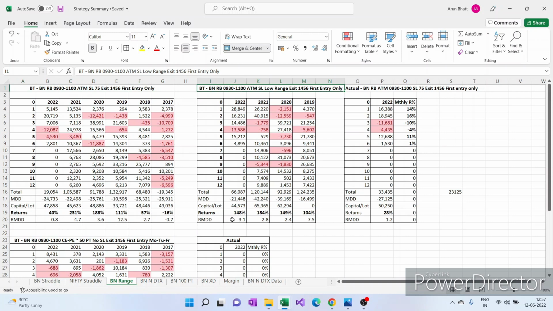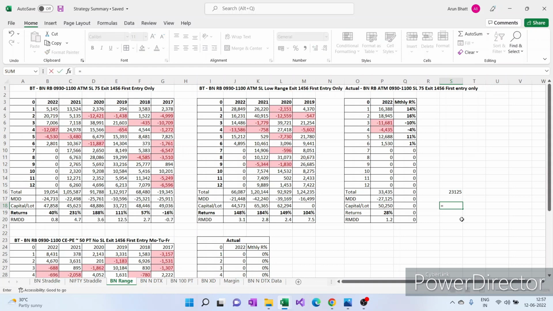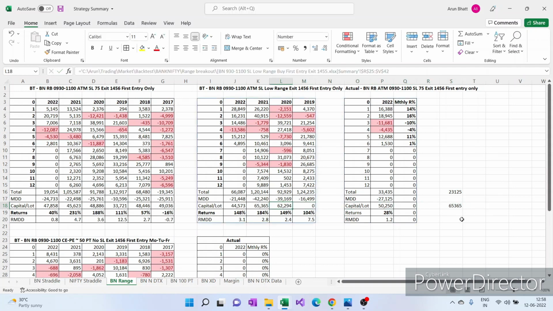In this back testing, the returns are calculated by considering the capital as the maximum option price which has gone on any day, which is 925 for any CE or PE. We multiply it by 25 per lot, and then we add the maximum drawdown for that year. Say for 2021, for the stop loss at range, the maximum drawdown is 42,240. So I've added that to 25 into 925, and that's how the capital has been arrived at.